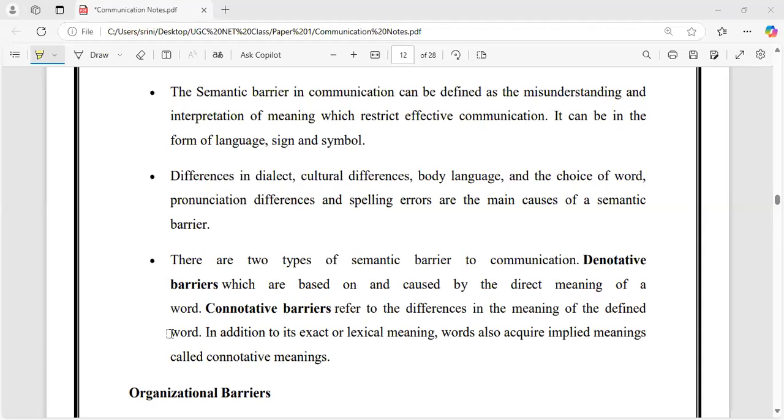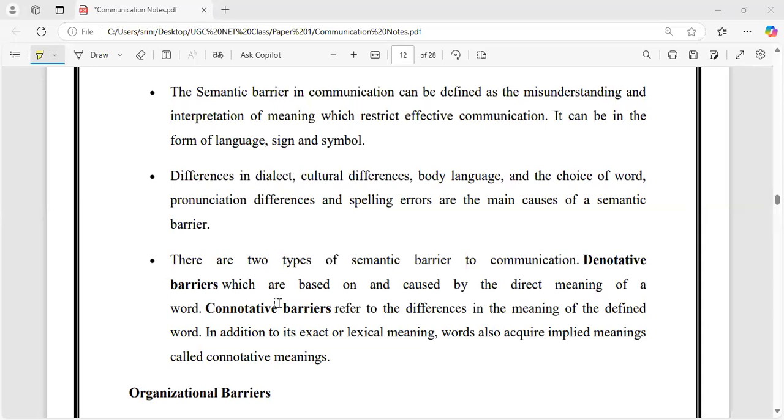There are two types of semantic barriers to communication: denotative barriers, which are based on and caused by the direct meaning of a word, and connotative barriers, which refer to differences in the meaning of the defined word. So, for example, for the denotative meaning, if there is a word home, okay, home. If I am saying home, I am saying the physical form of home, then that's a connotative meaning. Sorry, that's a denotative meaning.